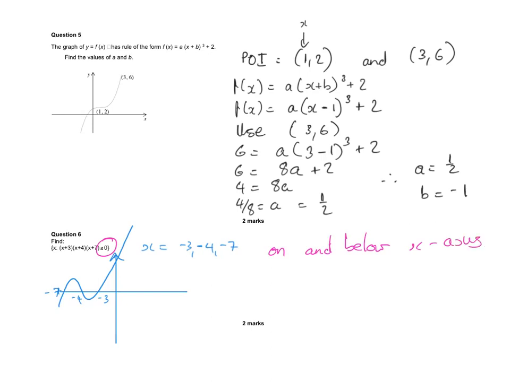So where is that on our graph? It's that bit there, including that point. It's that bit there to there. So it's the purple bit that I want. So how do I write that?